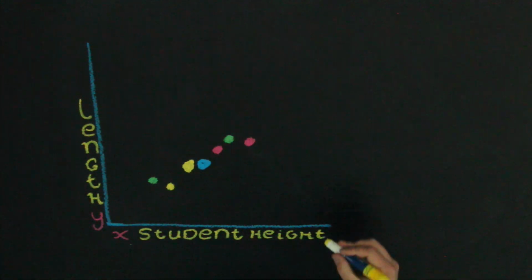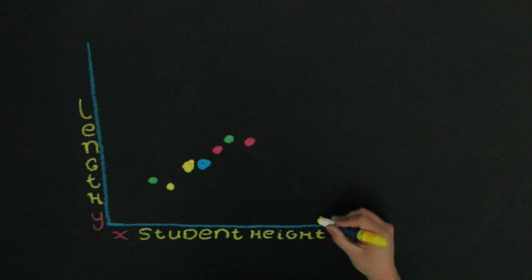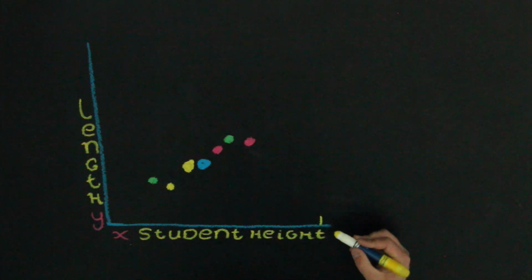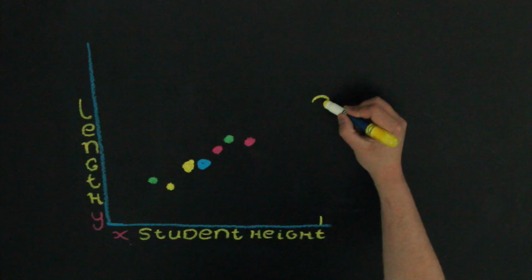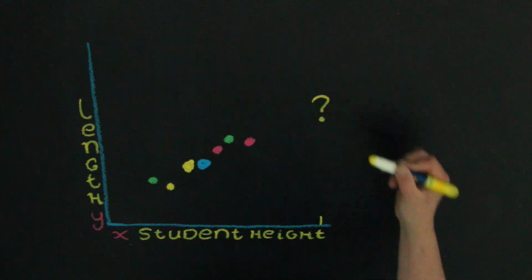Graphs are powerful tools because they help us make predictions. Point out the 6-foot mark on your graph and ask the students to predict how long they think a 6-foot-tall person's rope will need to be. Can they follow the trend line to make that prediction?